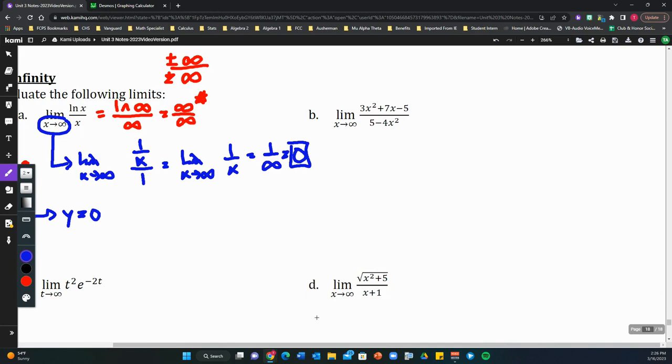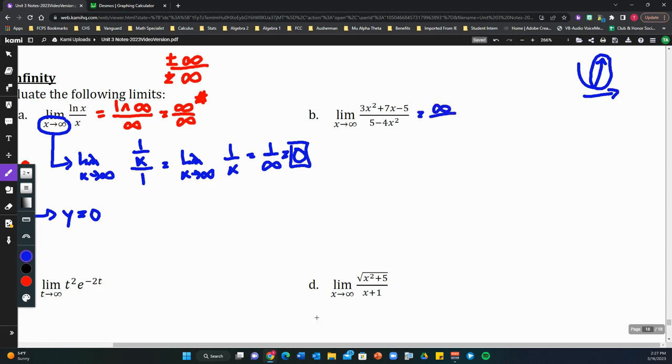So in this case, x goes to positive infinity means the right side of each of these graphs. So this is a quadratic function with a positive a value, so we know that it opens up. So on that right side, we know that that function is heading towards positive infinity.